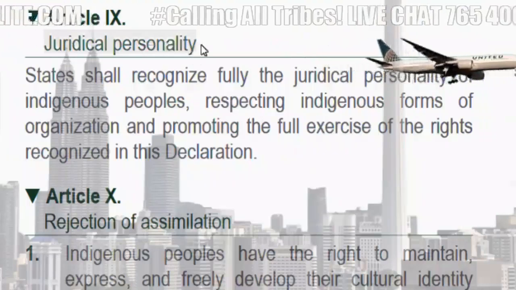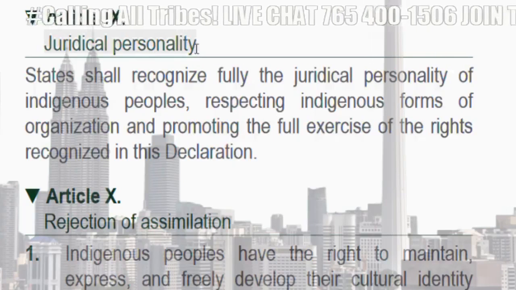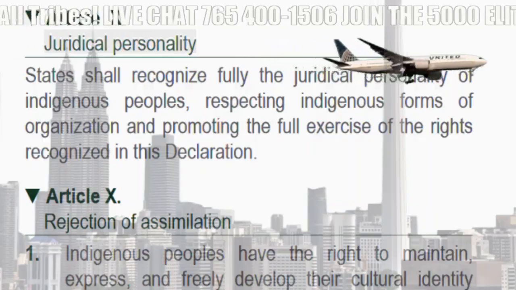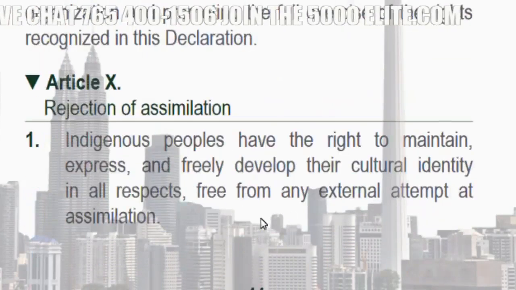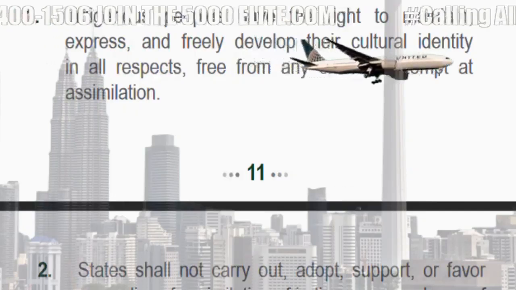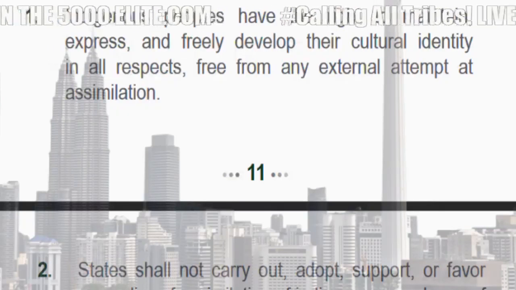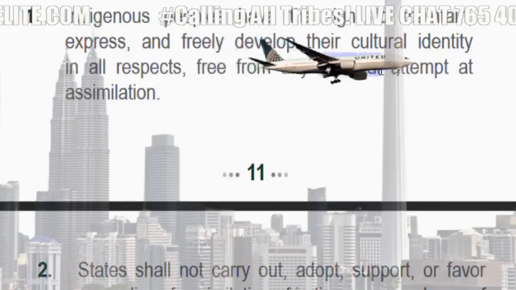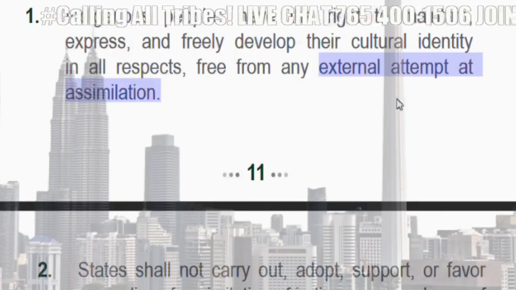Don't need that. So every point of this document is covered not only in our Constitution, but in our very movements. It is very specific. It has a specific diction to it, and you can't go outside of that box. That's what you can't do when you're interfacing with these entities. So we have the right to reject assimilation. And even the article on genocide states the same, and there's the same in the Constitution and all these other documents. And our people have the right to maintain, express, and freely develop our cultural identity in all respects, free from any, check this out, external attempt at assimilation. And anything outside of who we are is an external attempt at assimilation. Can you dig it?